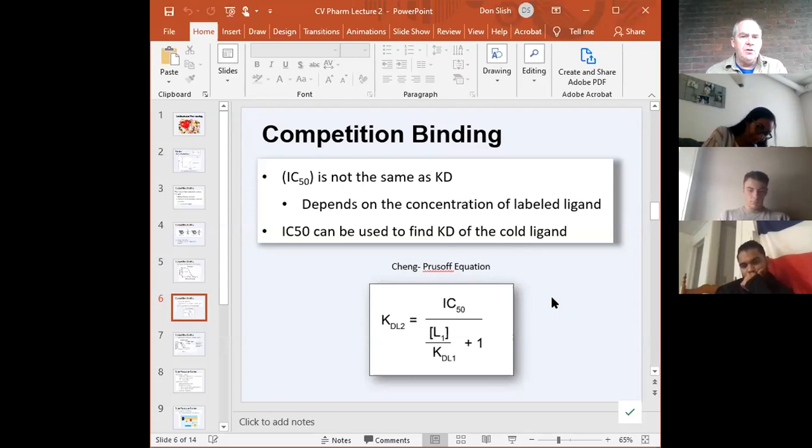So the IC50 can be used to find the KD of the cold ligand. This is your Cheng-Prusoff equation, and I'm not going to derive this because we spent enough time doing that, and you saw how bad my math was.